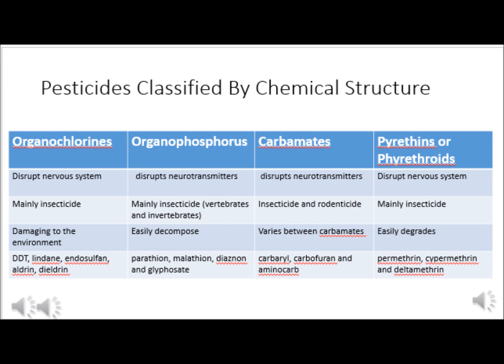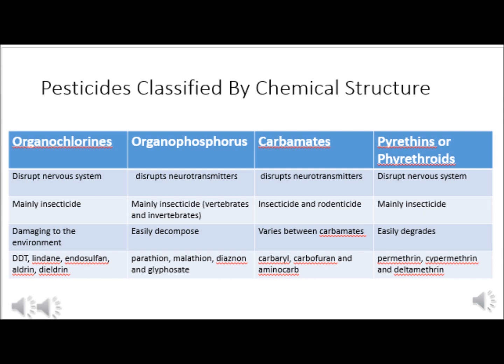The chemical structure of these pesticides can vary greatly. Four main groups of pesticides exist when you classify them by their chemical structure. These include organochlorines, organophosphorus, carbamates, and pyrethrins and pyrethroids.